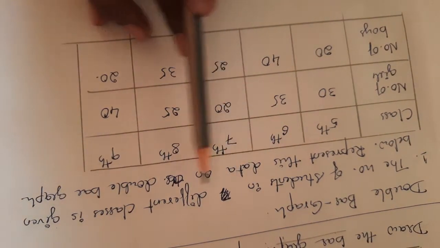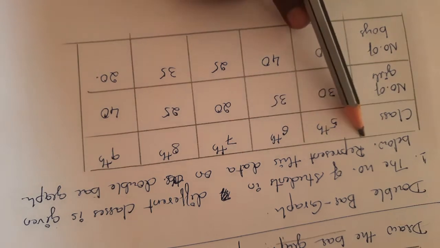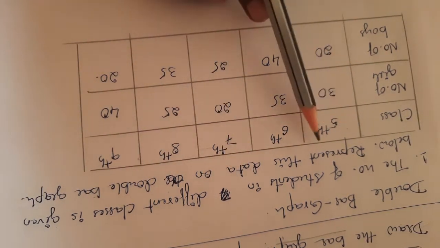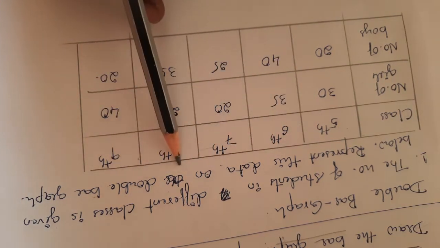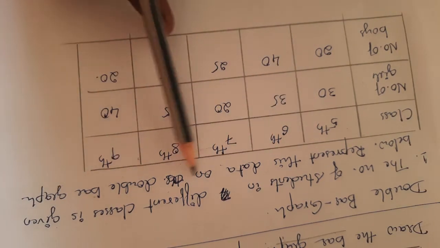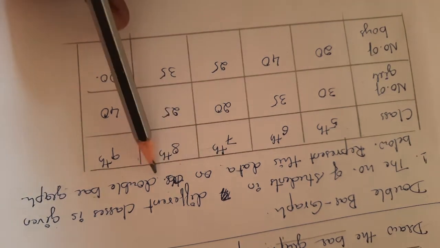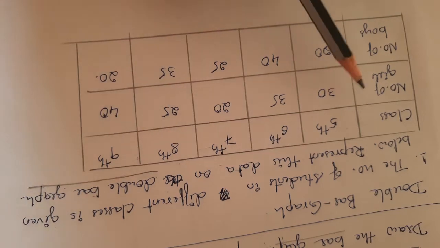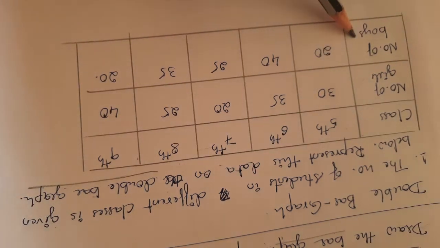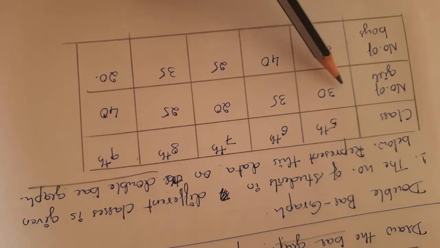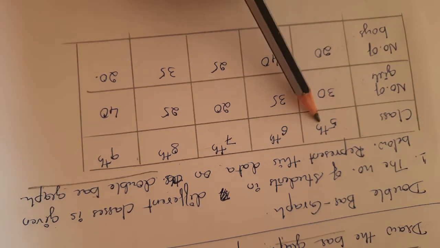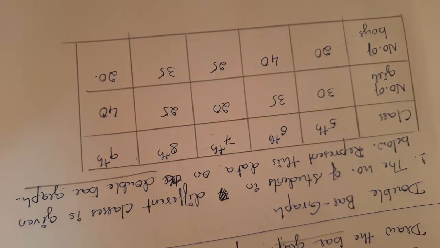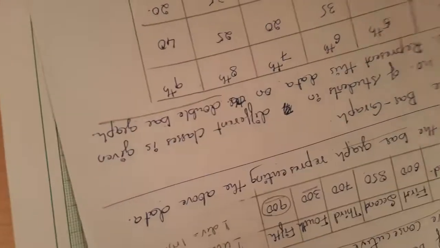The number of students in different classes, as number of boys and number of girls, is given below. Represent this data as a double bar graph. You should represent this on a graph as a double bar graph. Why the comparison? Because the number of girls and number of boys are there. We are going to compare how many boys and how many girls are there in 5th, 6th, 7th, 8th and 9th. Okay, so to do this we need to take the graph.